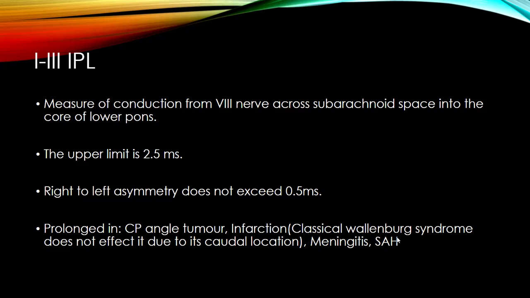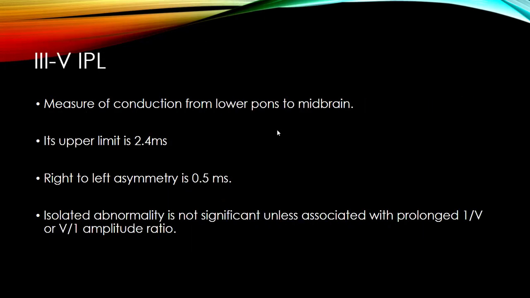The 1 to 3 interpeak latency measures conduction from the 8th nerve towards the core of the lower pons. The upper limit is 2.5 milliseconds. Right to left asymmetry usually does not exceed 0.5 milliseconds, and it is prolonged in CP angle tumor, brainstem infarction mainly of the lower pons, meningitis, and SAH. Coming to 3 to 5 interpeak latency, the upper limit is 2.4 milliseconds. Again, asymmetry is 0.5 milliseconds. An isolated abnormality is not very significant unless associated with prolonged 1 to 5 peak latency variation.